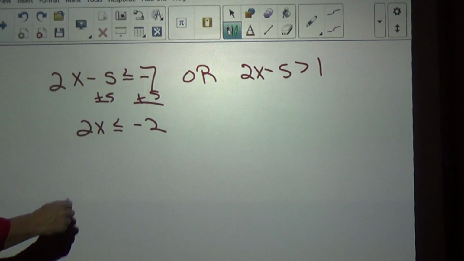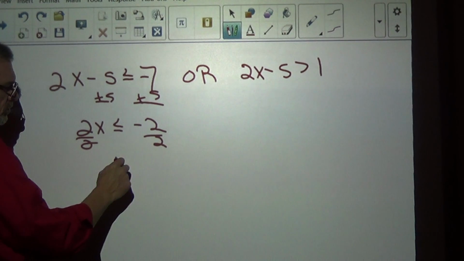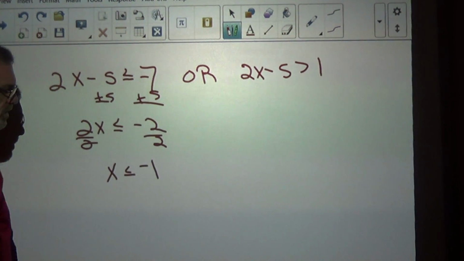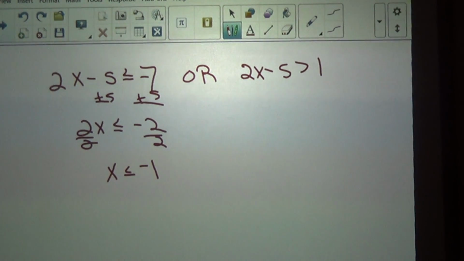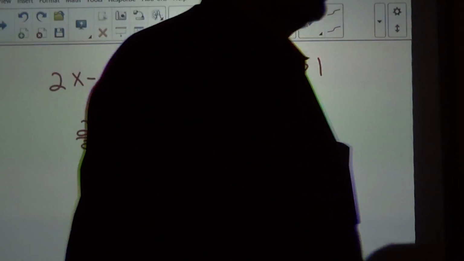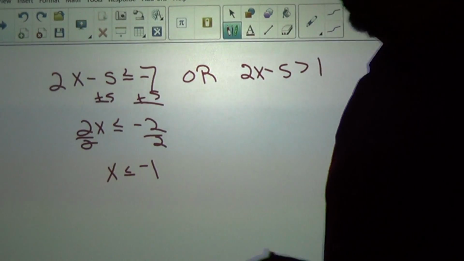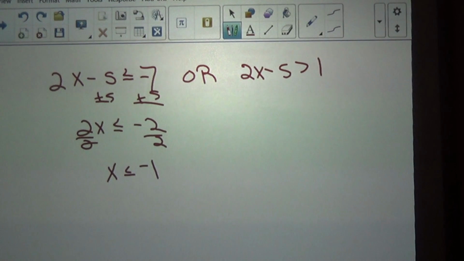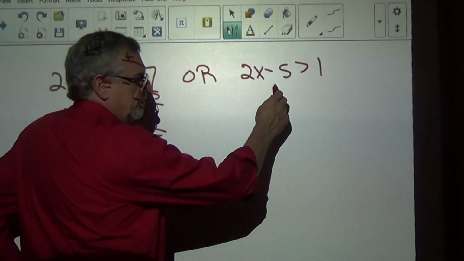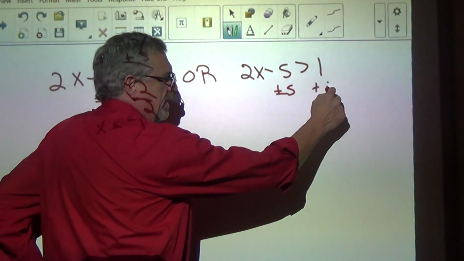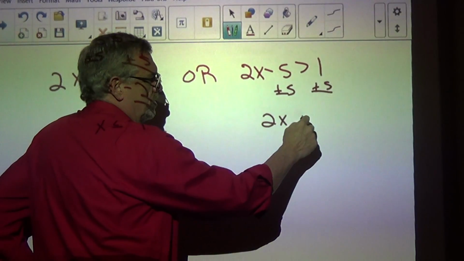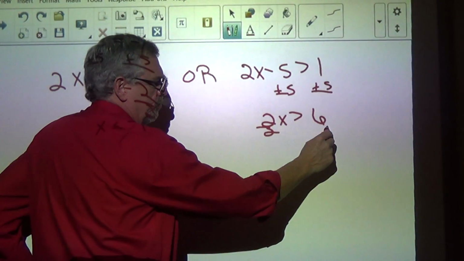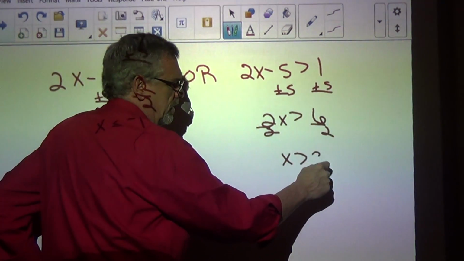Okay. We multiplied by 2, so what are you going to do? Divide by 2. I get x is less than or equal to -1. So that's the first answer. Now let's do the next answer. Work the problem the second time, add 5 to both sides. 2x is greater than 6. Divide by 2, x is greater than 3.